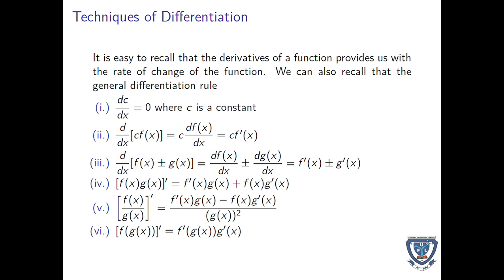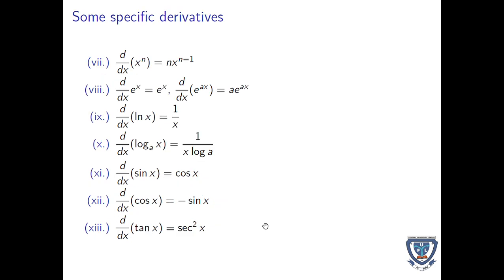One of them is that when you're differentiating a constant, it is equal to 0. When you're differentiating a sum, it is equal to the sum of the derivatives. When you are differentiating a quotient, there is a formula for it. You differentiate the numerator times the denominator, minus you differentiate the denominator times the numerator, all over the denominator squared, and so on and so forth.